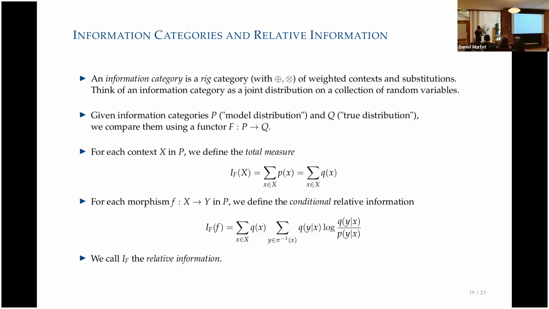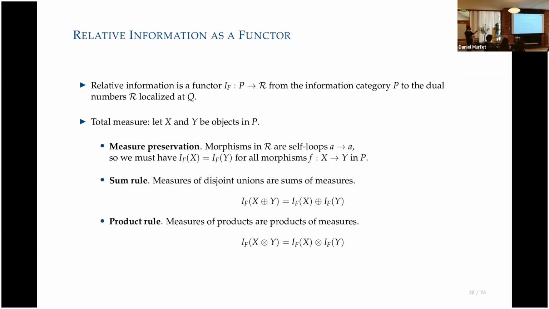Now I could apply IF to a morphism. Then I'm going to define it to be this: the sum of Q over Q of X to the sum of Q of Y given X, Q of Y given X over Q of Y given X. This is the KL divergence. So this function on the objects and morphisms, I'm going to call it relative information. This is my definition of this relative information on the functor F. And it turns out later we're going to see that this is actually not just a function, but it's a functor. Relative information is a functor.